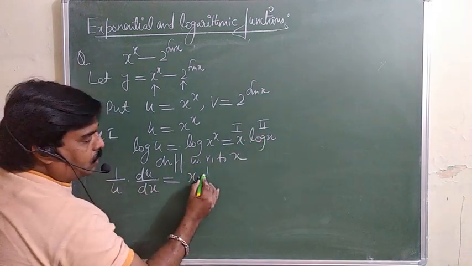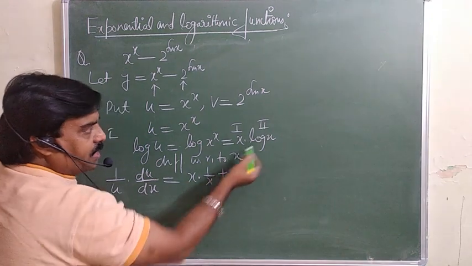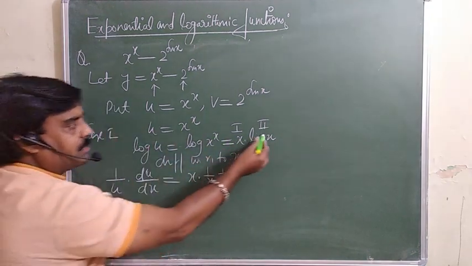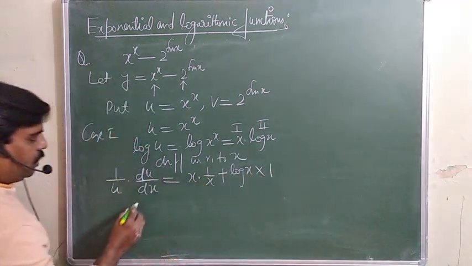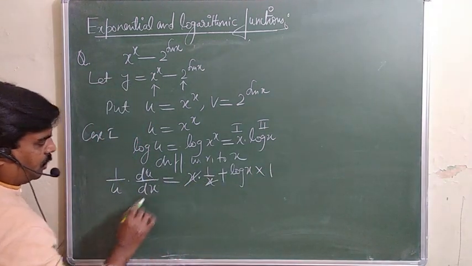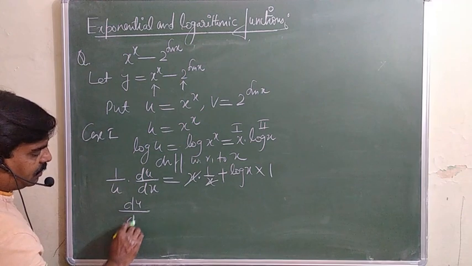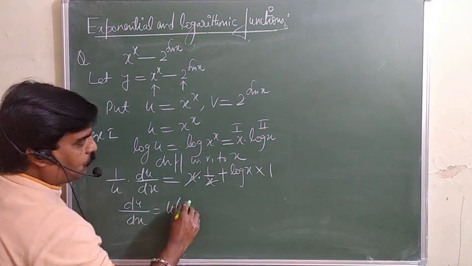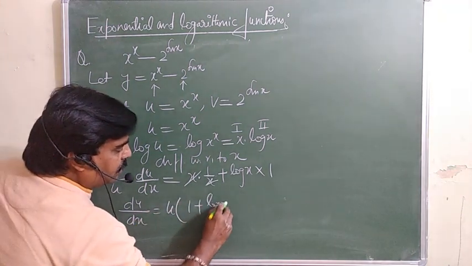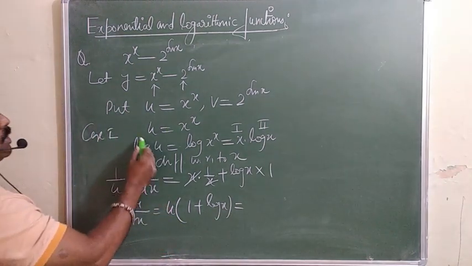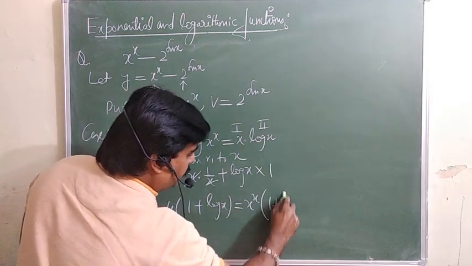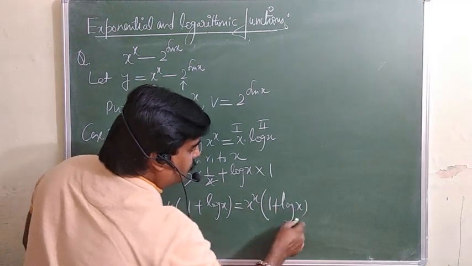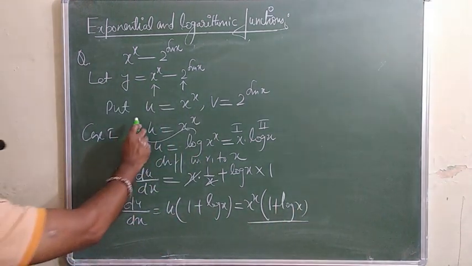Derivative of log x is 1 over x, and x का then again 1 होगा, so it will remain as it is. Now, second, and derivative of the first is 1. So finally you are getting from here, you can cancel. So you will get du over dx is equal to u into (1 plus log x). But what is u? U is already assumed here. So this is x raised to power x into (1 plus log x). This is the value of du over dx for this one.